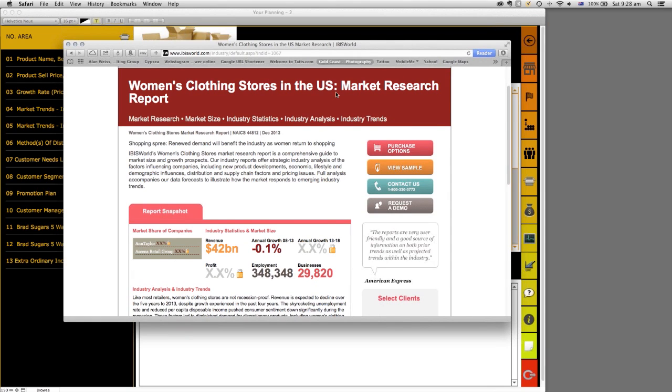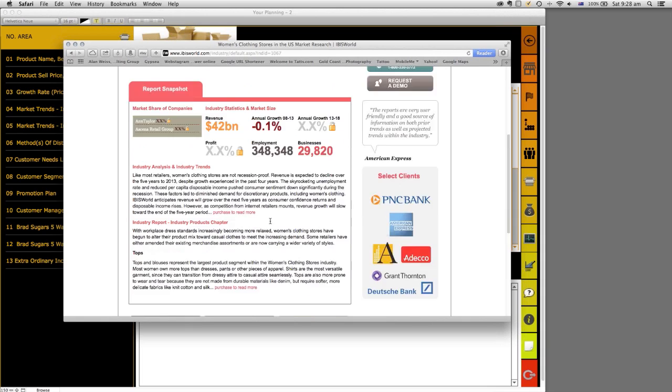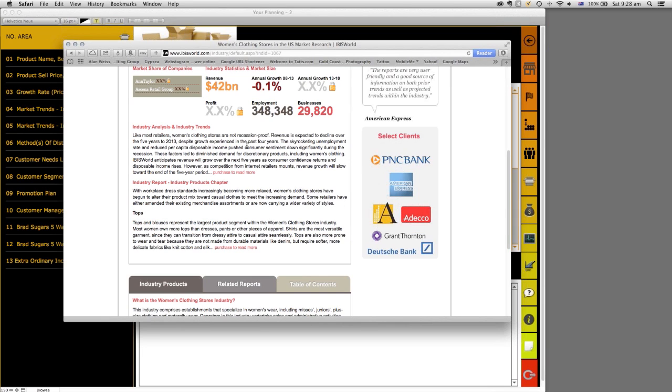If you're only doing one or two plans a year, then you get the clients to estimate whether they think their industry is growing or declining. And when you start reading it, it might give you some information that you can glean in there. See here it says these factors led to the diminishing of demand for discretionary products, including women's clothing. IBIS World anticipates revenue will grow over the next 5 years. So you could positively say that the revenues will grow.